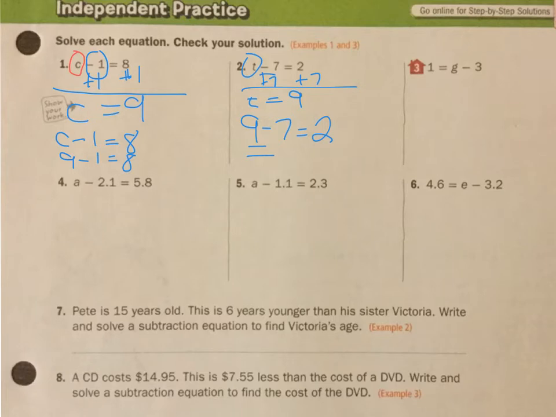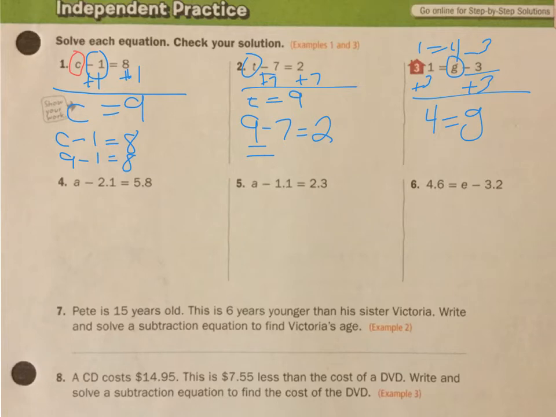1 equals G minus 3. I want to get G all by itself, so I got to get rid of this minus 3. I'm going to add 3 to that side and to that side. So 3 plus 1 is 4 equals G. Put 4 in there. 4 minus 3 equals 1. It works. Okay. Ooh, some decimals.